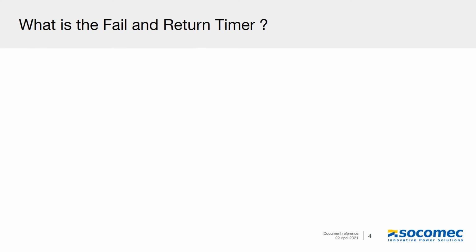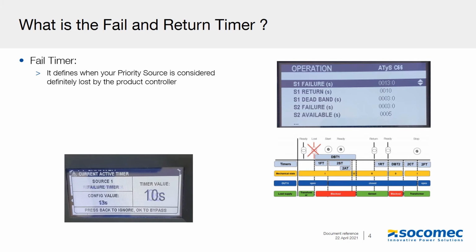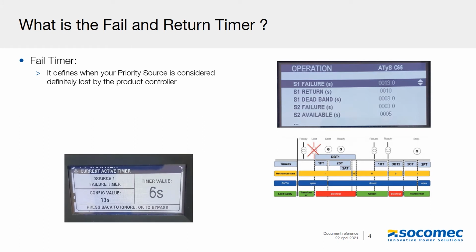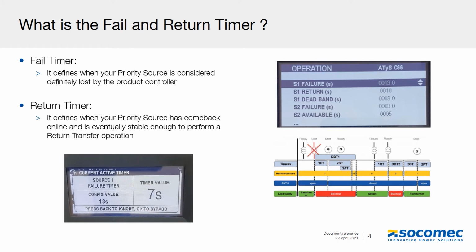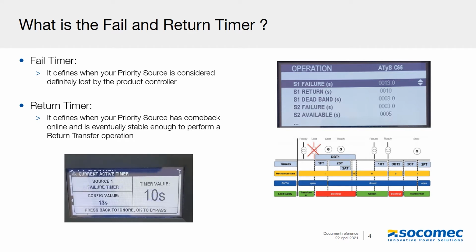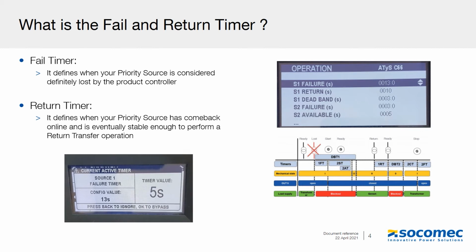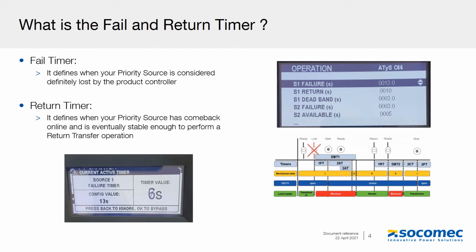So what is the fail and return timer? Well, the fail timer defines when your priority source is considered definitely lost by the product controller, whereas the return timer defines when your priority source has come back online and is eventually stable enough to perform a return transfer operation.